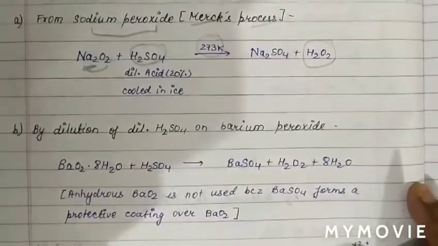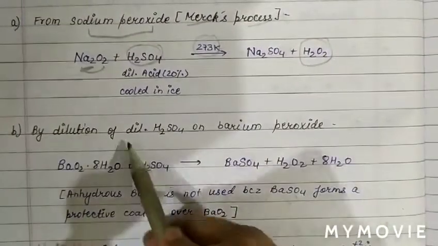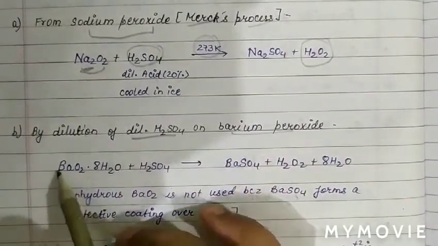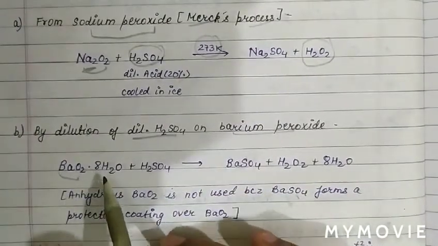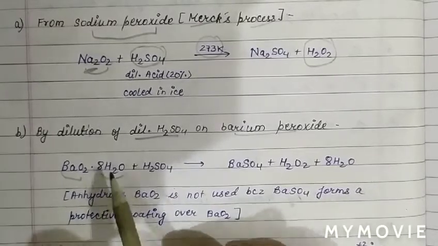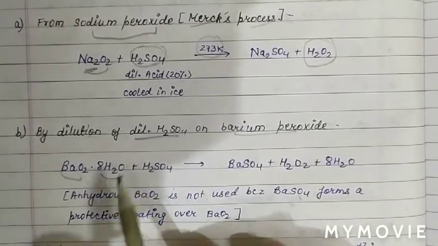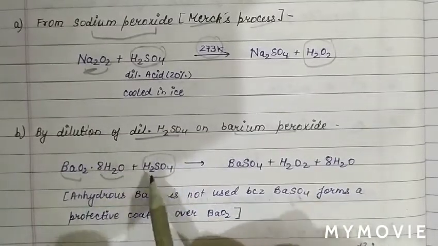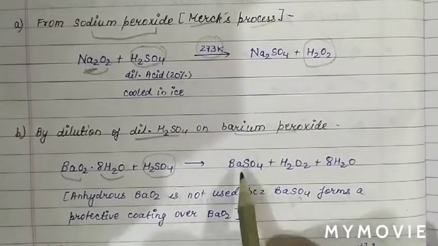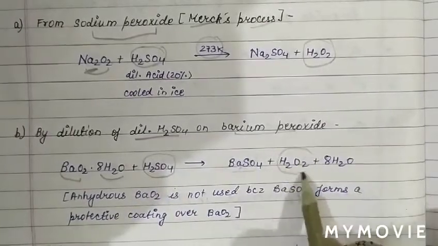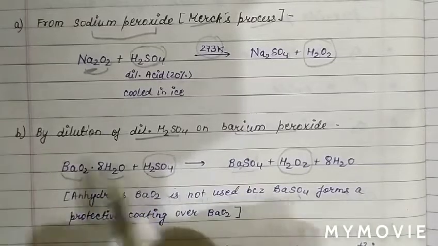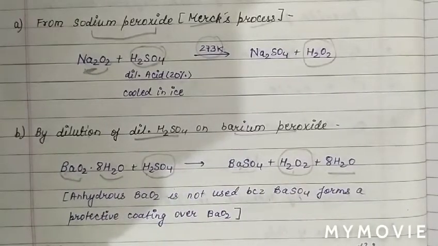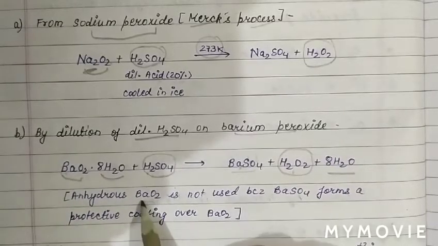The next preparation is by the action of dilute H2SO4 on barium peroxide. So barium peroxide is BaO2, which exists in the hydrated form BaO2.8H2O. When barium peroxide is passed through dilute sulfuric acid, then barium is precipitated in the form of barium sulfate, and H2O2 is obtained. So H2 combines with O2 to form H2O2, barium with sulfate, barium sulfate, and the 8 waters of crystallization are removed. So basically anhydrous barium peroxide is not used.